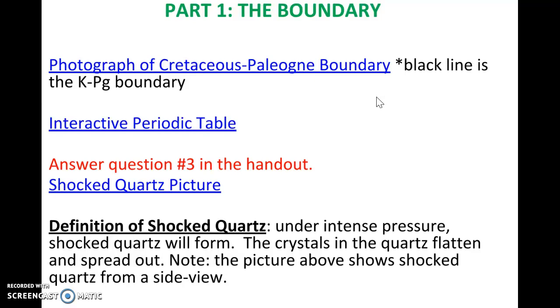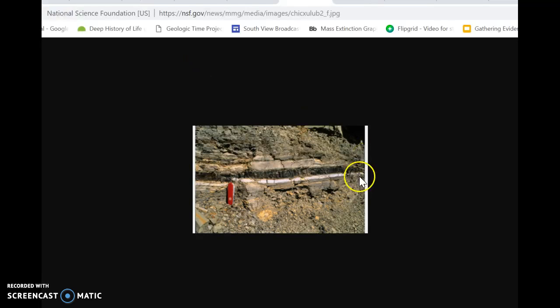So let's take a look at what it actually looks like. So this is step one, number one, on page 20 of our packet. It asks us to observe the photograph, the Cretaceous Paleogene boundary, and we're going to do that now. So if I click on this, all right, here it is. So this black layer is the KPG boundary. The pocket knife is here just to give you a sense of thickness. So it's maybe about 1 inch to 2 inches wide, and it's the black portion here.